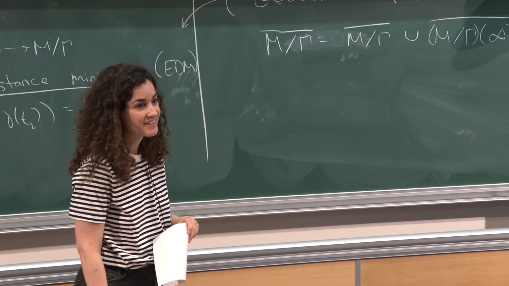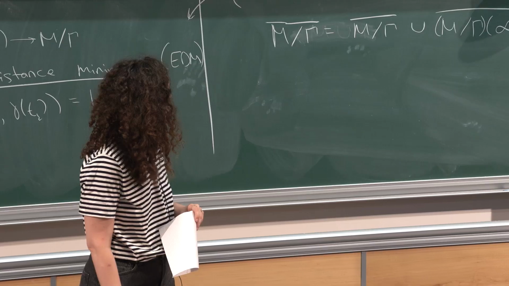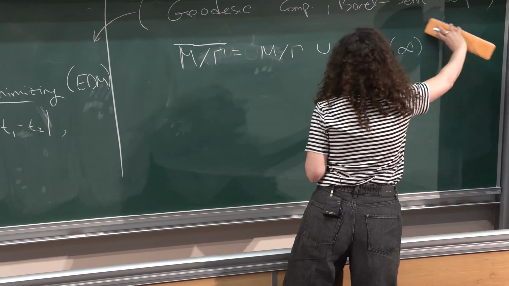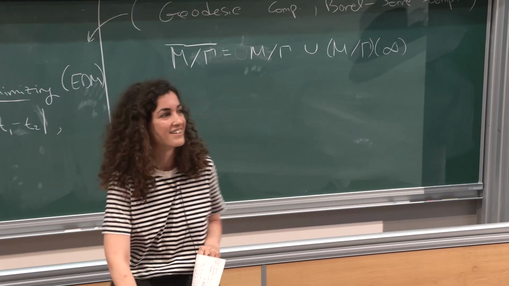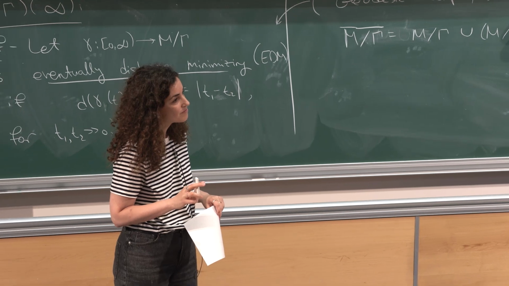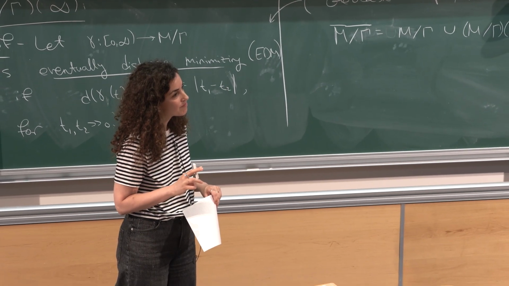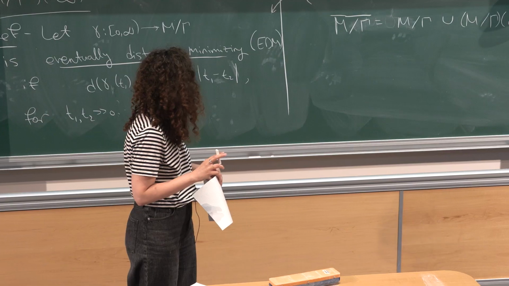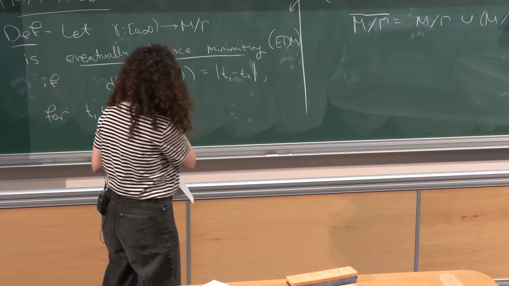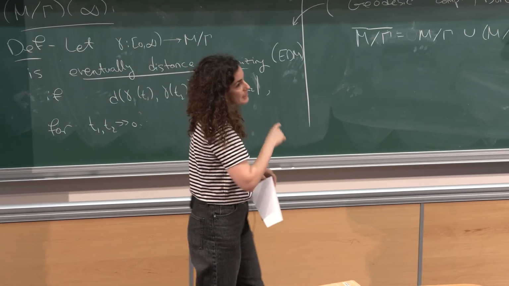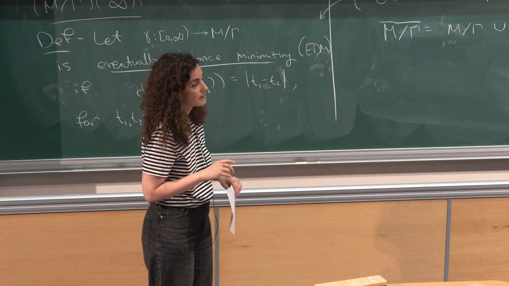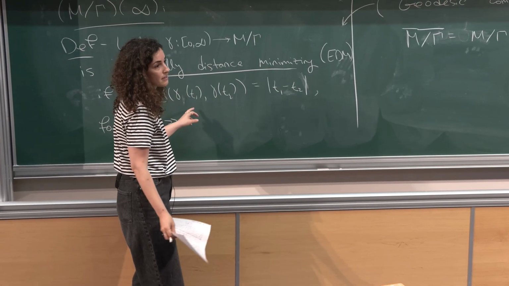Same definition. There are no bars on the right. So you mean that this boundary at infinity of M over gamma is all of the endpoints of these geodesics? Yes, up to the same equivalence relation that we defined. But what's the difference between doing this and just geodesics? So you don't have all geodesics here.